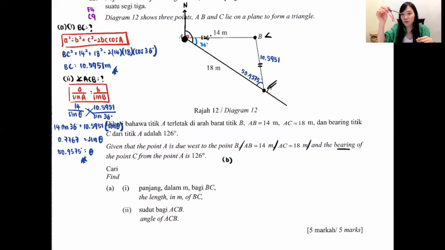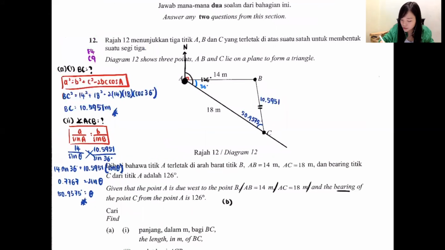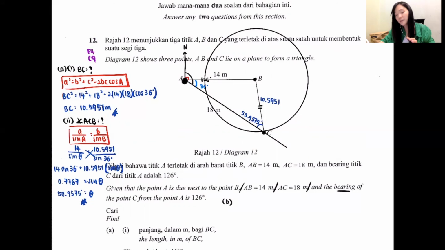So take your compass. Put the sharp part in B. Put the pencil in C. And can you please draw out a circle based on that? Okay, roughly like this. Not very nice, okay, like this. So do you realize B is here? You take the circle, you draw. After you draw like that, my dear, isn't it that for this circle, all the radius will be 10.5951, correct?